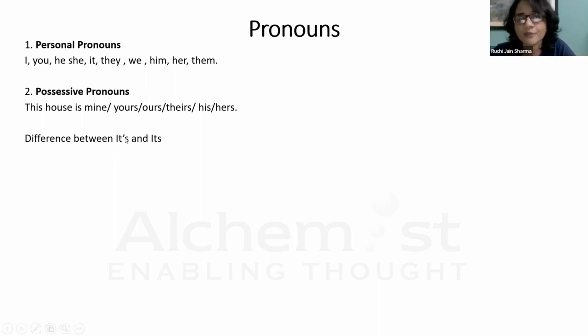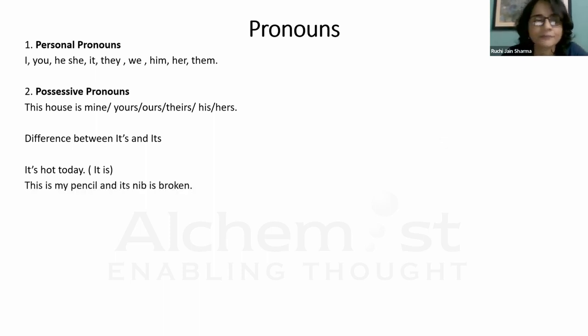Now this basically comes from the French language. The French are basically lazy people. So in French also, whenever there is a vowel, they will omit it, they will not write it, but they need to show कि यहाँ पे vowel आता है तो वहाँ पे वो apostrophe डाल देते हैं. ठीक है ना? So ये वहीं से आया है. If I say "it's hot today," it basically means "it is." This is my pencil and its nib is broken. So उसका या उसकी जब बोल रहे हैं हम लोग, to show possession, then ITS without the apostrophe. All right. ठीक है, so far clear?